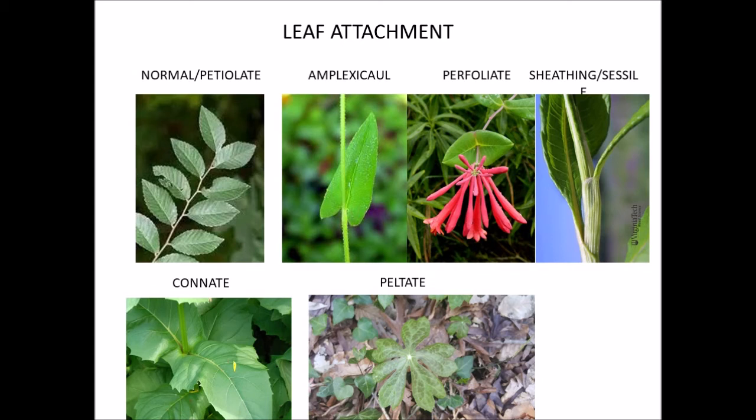Connate is similar to perfoliate, but it's usually where you have two leaves that form a base, but it's not around the stem, but it's not continuous. Peltate is where you have the leaf base, the stem coming into the leaf base, but not extending past the leaf. So in this case, the May apple, which incidentally has a scientific name, Podophyllum peltatum, referring to that feature.